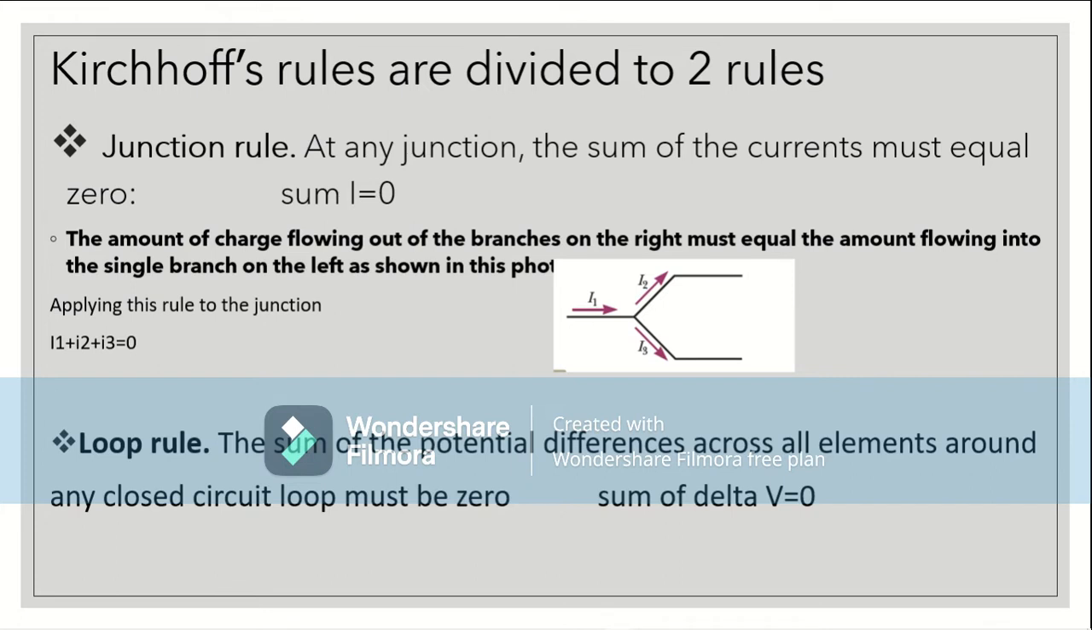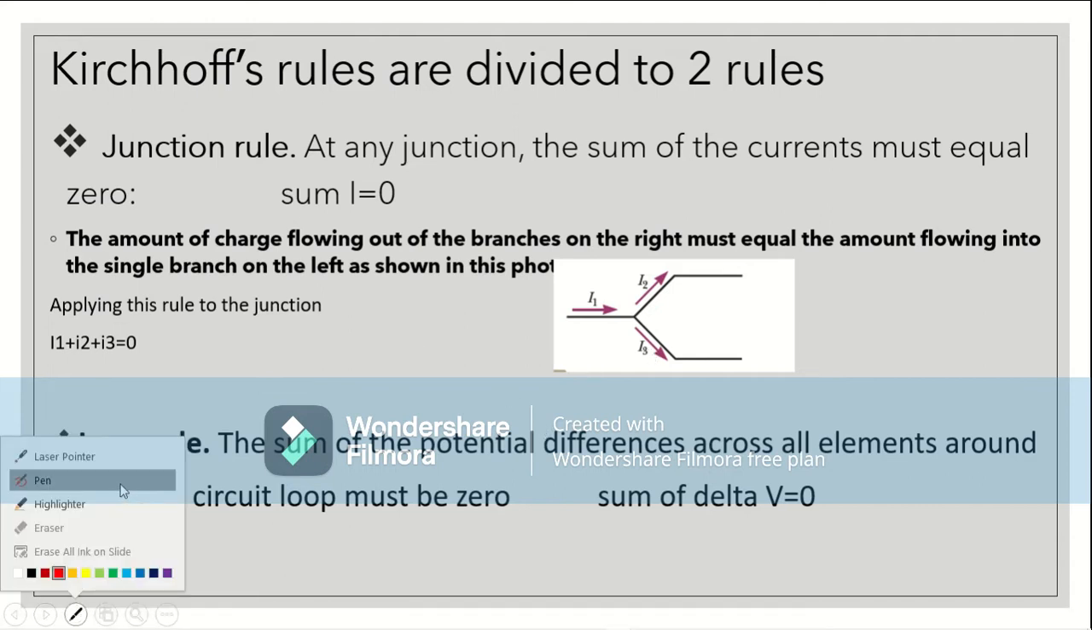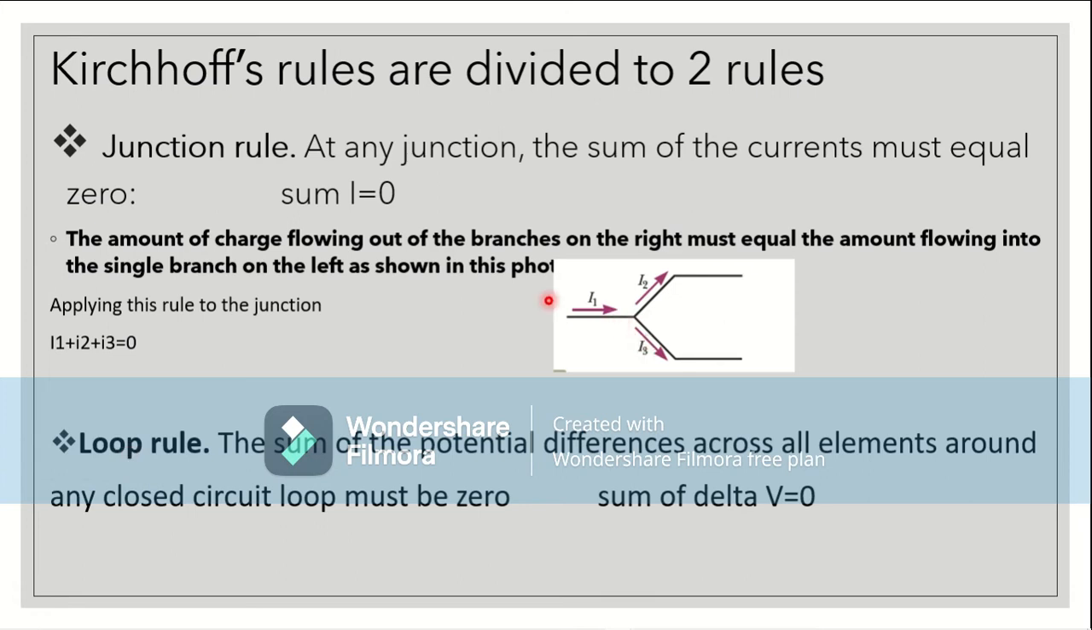The first is the junction rule. At any junction, the sum of the currents must equal zero. Sum of I equals zero. The amount of charge flowing out of the branch on the right must equal the amount flowing into the single branch on the left, as shown in this photo. Applying this rule to the junction, I1 minus I2 minus I3 equals 0.